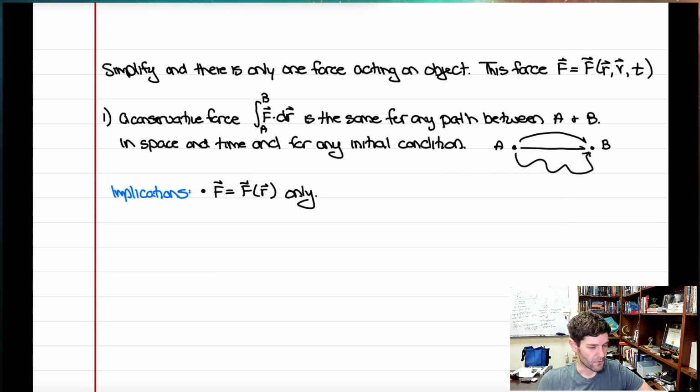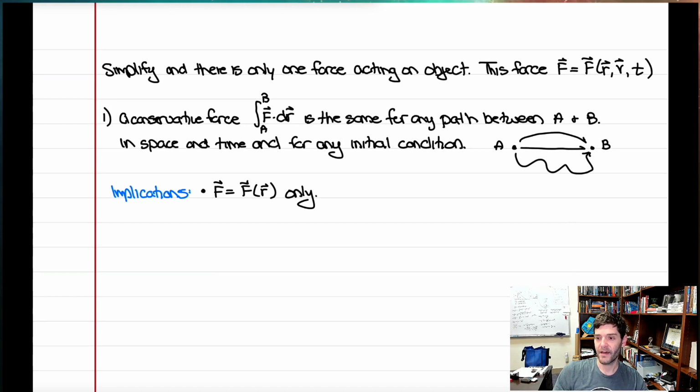This also then has to rule out any dependence on time, because again, if it's the same for any path between A and B, and this is any path in space and time, it can't be the case that I go from A to B in a straight line today and get one value, and then I go from A to B tomorrow and get a different value. Then it would not be path independent, because those paths, while the same in space but different in time, are giving you different amounts of work.